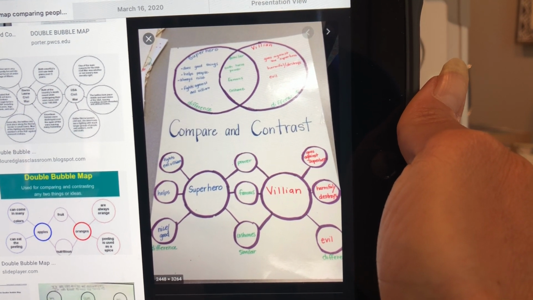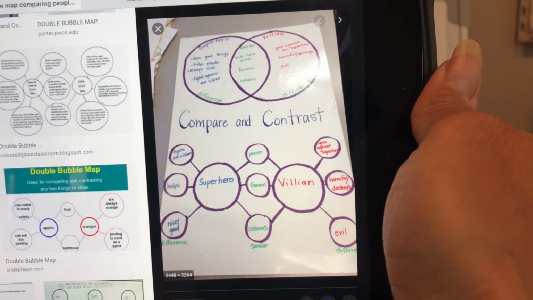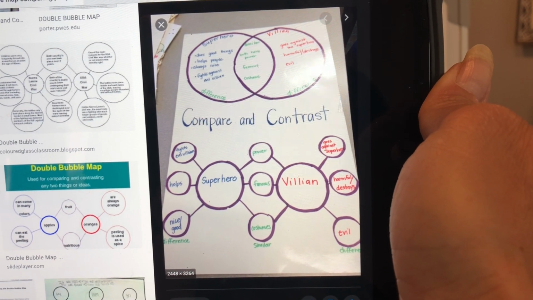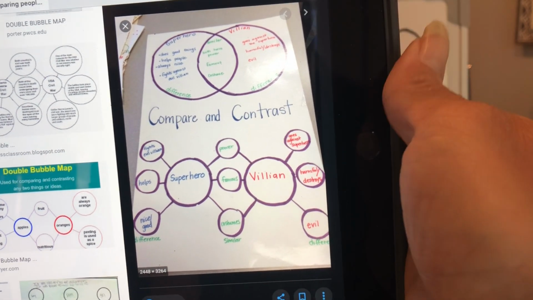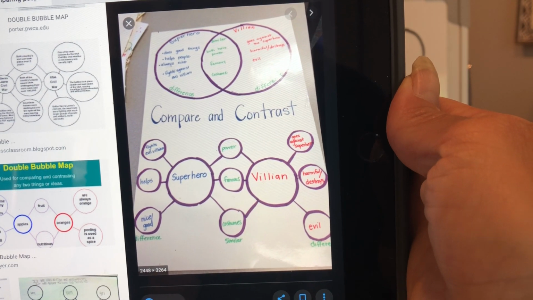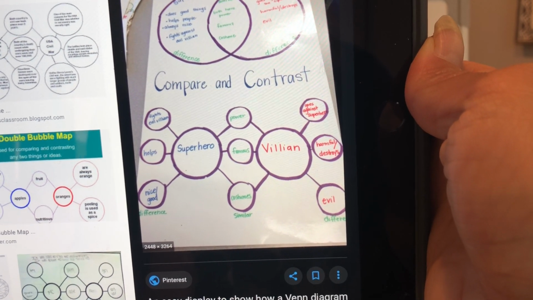Below is your double bubble map. Same thing, you've got your two topics in the center. So this is comparing the superhero and the villain. You've got their differences in blue and in red, and then you've got your similarities, so that's your comparing in the center.